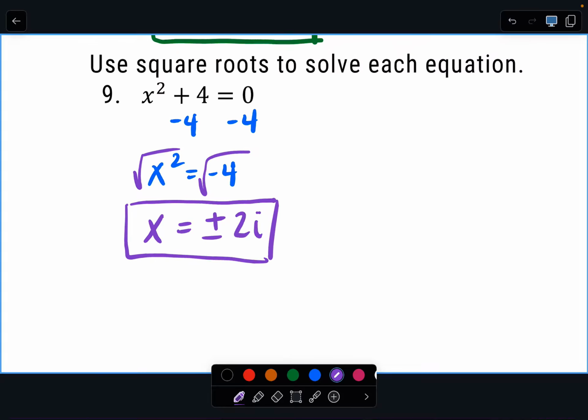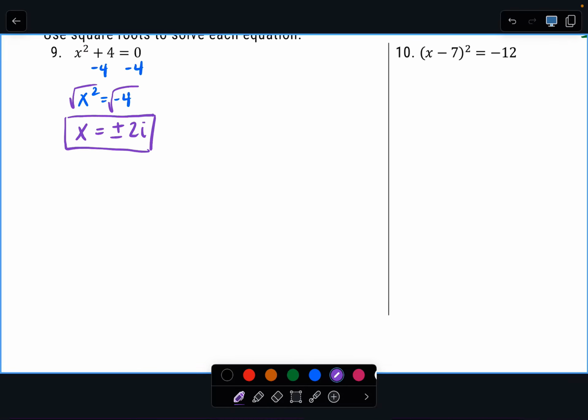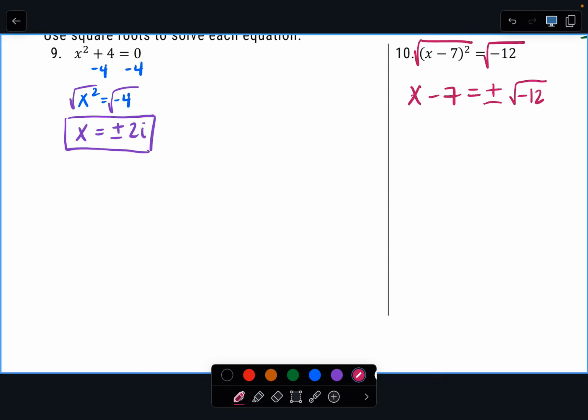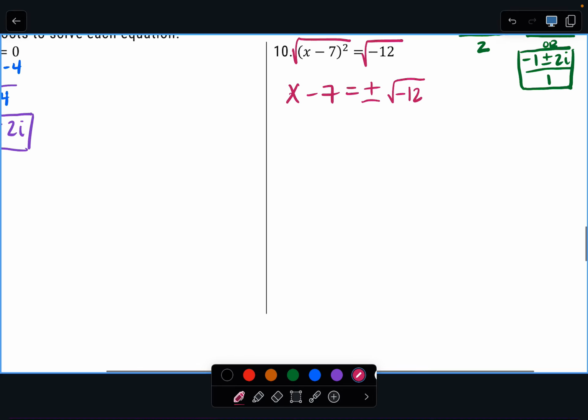Okay. Do I have to move anything over for number 10? Can I move anything over if everything is being squared? Can I touch anything inside the parentheses currently? No. So what's the first thing I should do? Square root it. So I have x minus 7. Now, I have plus or minus the square root of negative 12. And I'm going to write it like that because we're going to break this down a little bit. There is a factor of 12 that is a perfect square. What is that factor? 4 and 3.